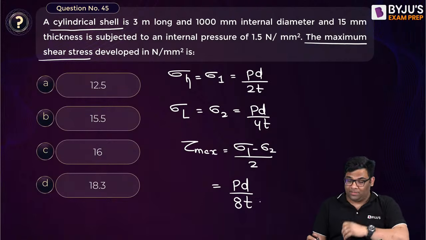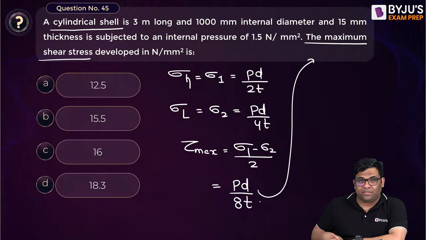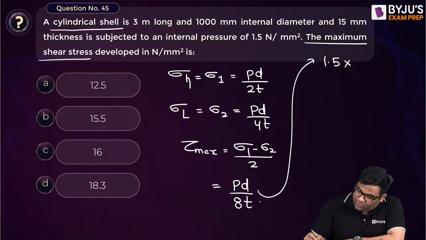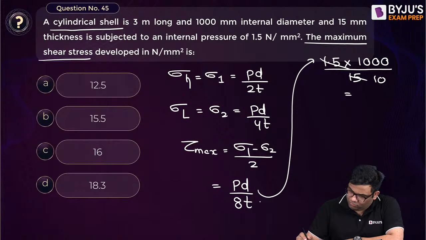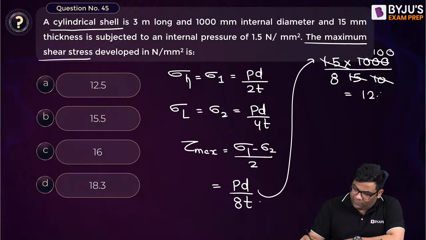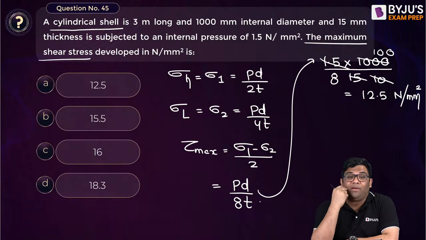For cylinder I'll get this. Now tell me, what's the answer to this? We put the values. 1.5 into diameter is 1000 and then thickness is 15. 8 is there. So 1500 by 8, which is 12.5 Newton per mm square. Everybody got this? Everybody got 12.5 Newton per mm square?